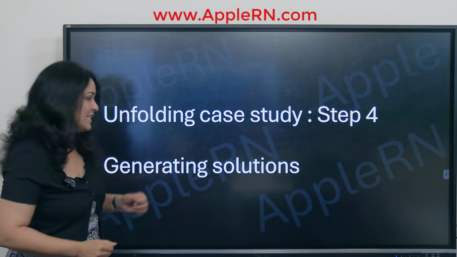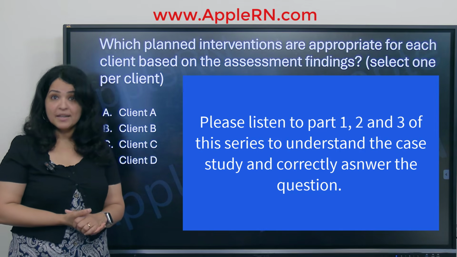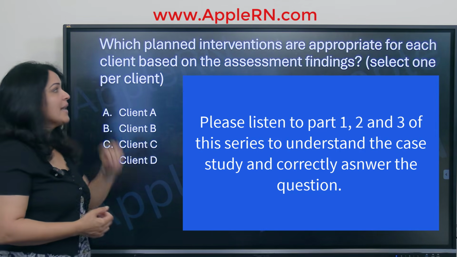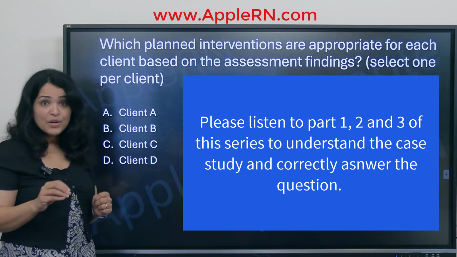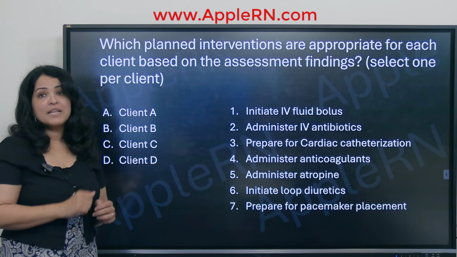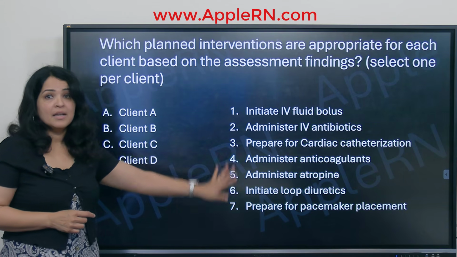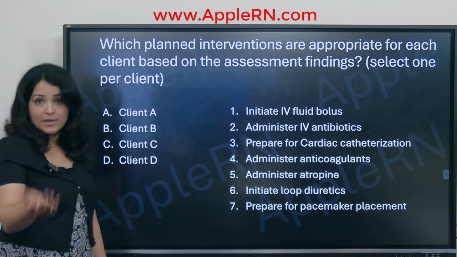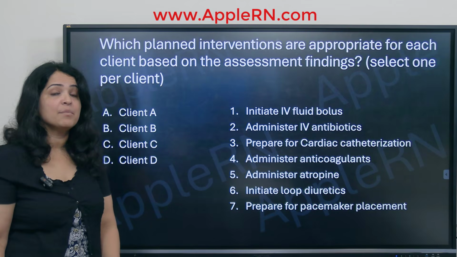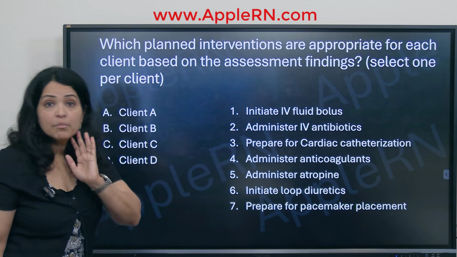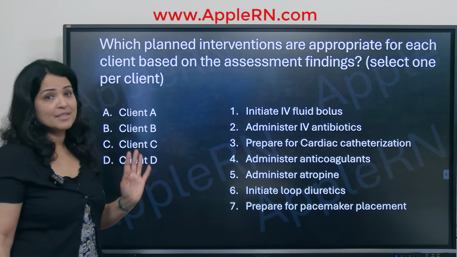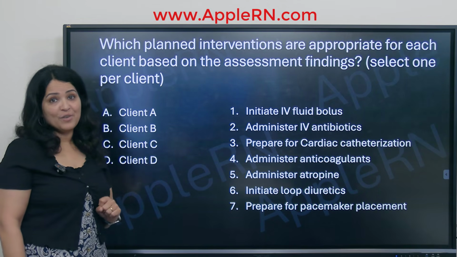Okay, that's the question. So here is what is going on. Which planned interventions are appropriate for each client based on the findings? And just one per client, okay? One thing per client. This also can be a drag and drop, or it can be a drop down. So either way, just figure out what is going to be one thing you can do.